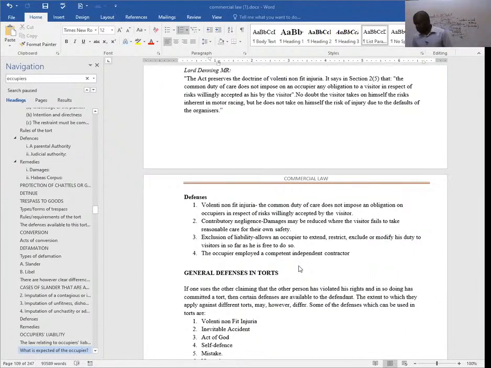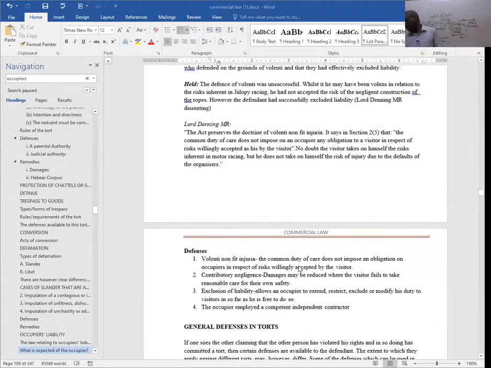Contributory negligence. Damages may be reduced where the visitor fails to take reasonable care for their own safety. So if the visitor contributed to part of the injury or damages arising out of the occupier's premises, then that can be pleaded as a form of defense. Exclusion of liability: this allows an occupier to extend, restrict, exclude, or modify his duty to visitors insofar as he is free to do so.